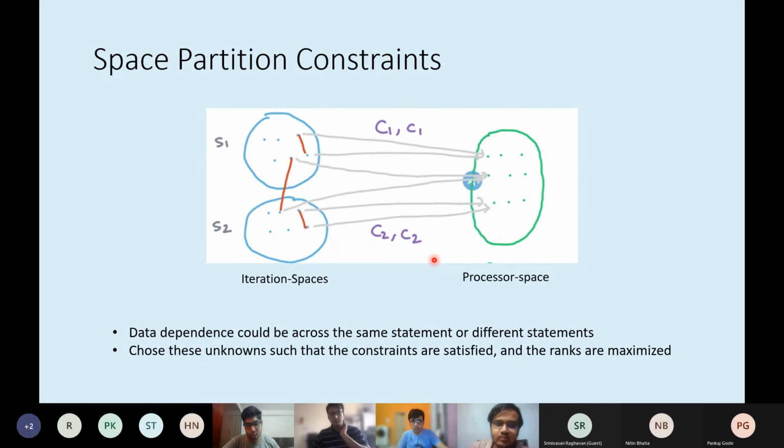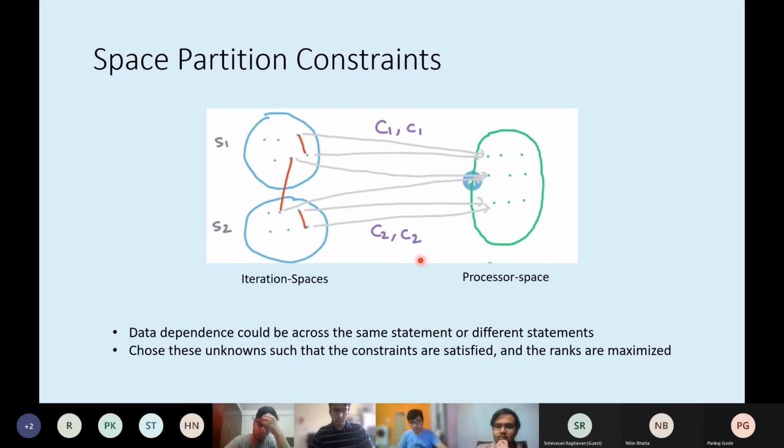This is how the space would look like. Let's say I have two static accesses, and each of them has their own iteration space, S1 and S2. These are the statements. And I map these iteration spaces to the processor spaces using these affine functions, capital C comma small c. In this diagram, these red lines represent that these points in the iteration spaces have a data dependency between them. So what we want to ensure is that these points are mapped to the same processor eventually.